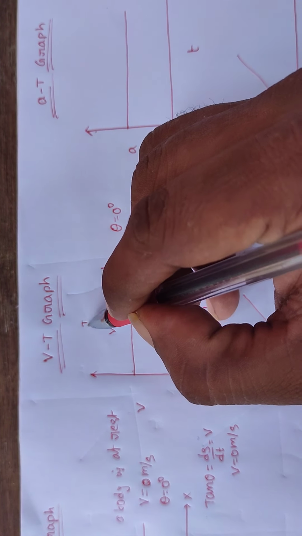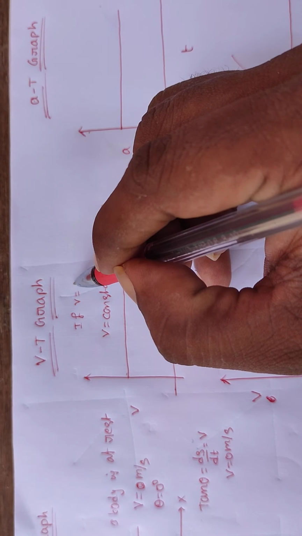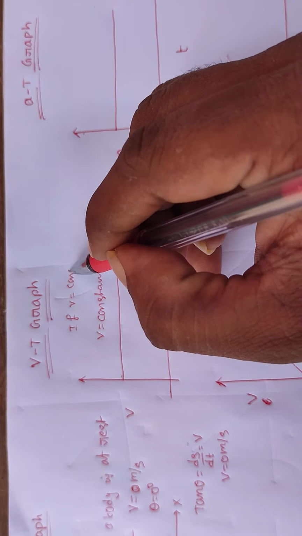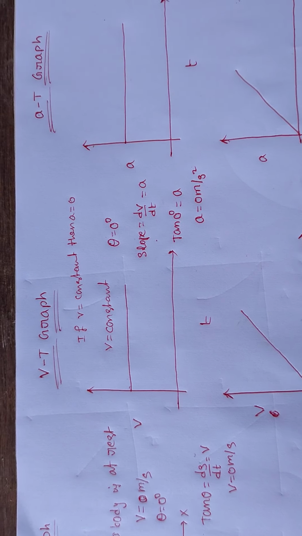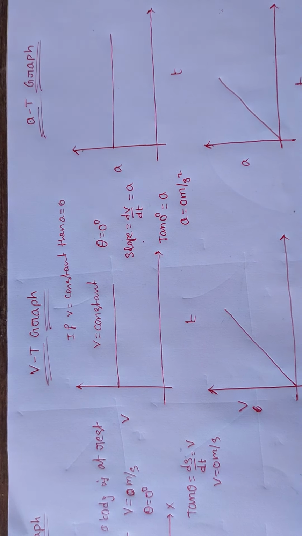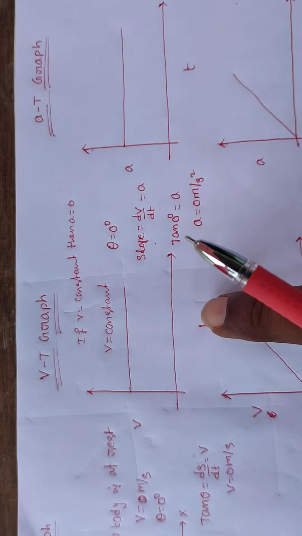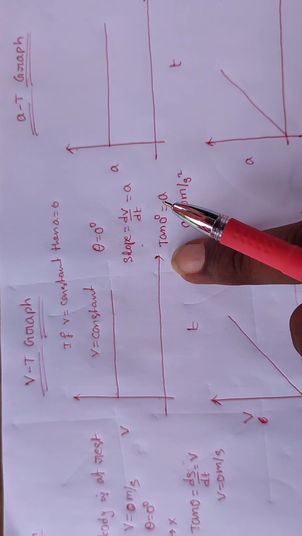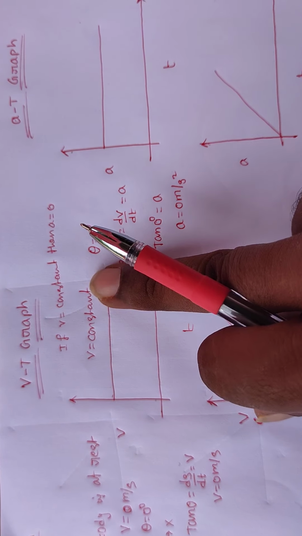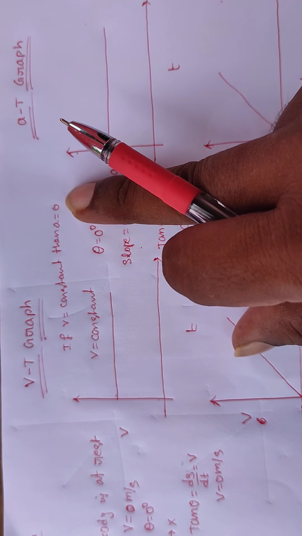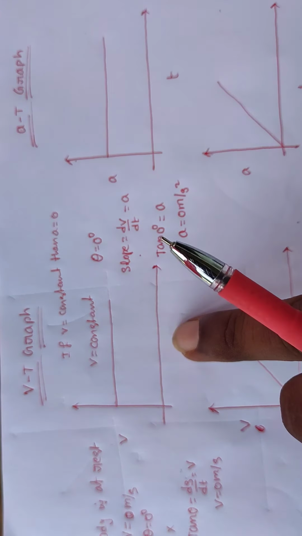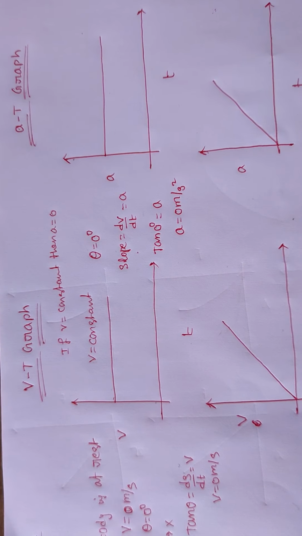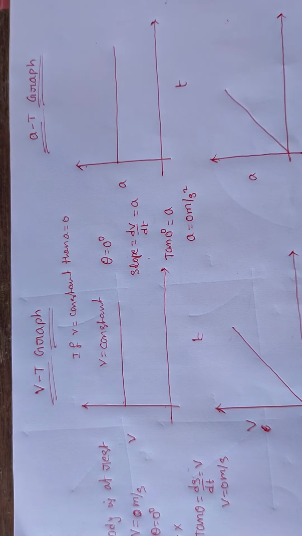If velocity equals constant, then acceleration equals 0. Okay, don't forget. So now identify: velocity-time graph with slope parallel to the time axis, then velocity equals constant, then acceleration value equals 0. Okay, the slope of a velocity-time graph represents acceleration. Do you have any doubt? No doubts for you.